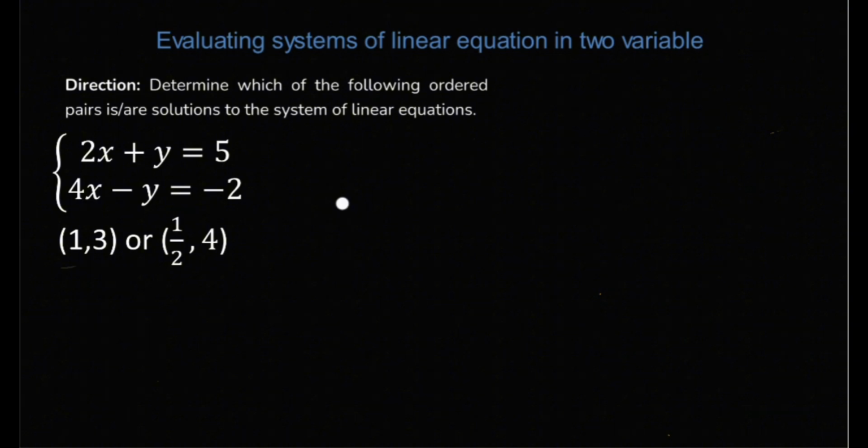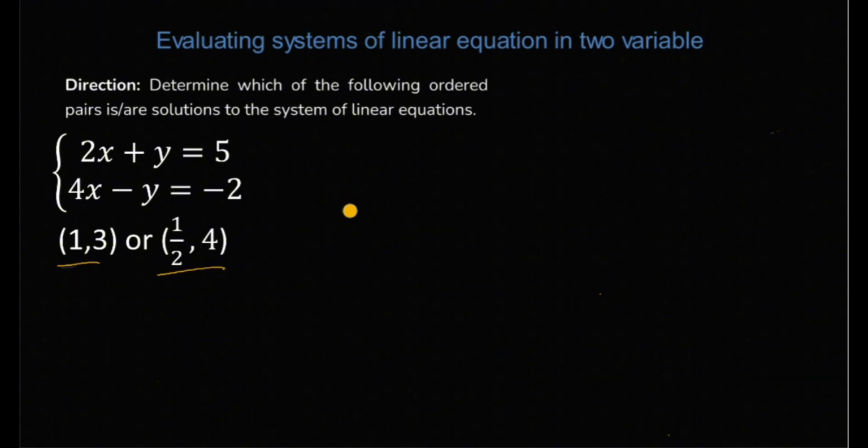Now, at this part, let's go ahead and try to answer this example. You may pause this part of the video. You can give time to yourself to try to solve this one. Determine which of the following ordered pairs is or are solutions to the system of linear equations. We have 2x plus y is equal to 5, 4x minus y is equal to negative 2. Which among these two ordered pairs is a solution to your system? We have (1, 3) or (1/2, 4).